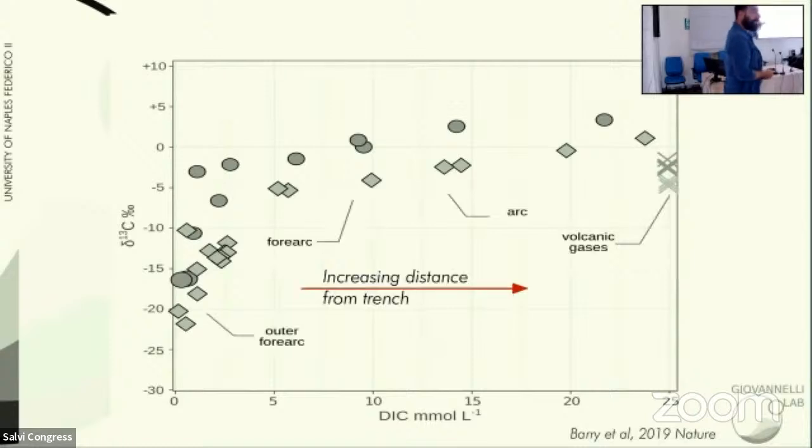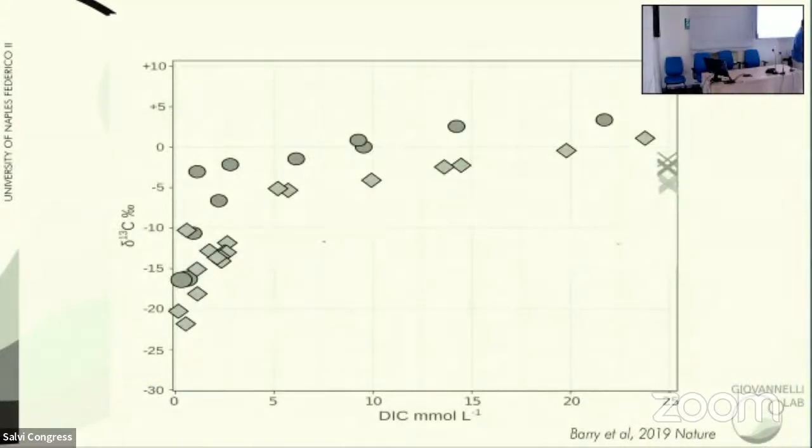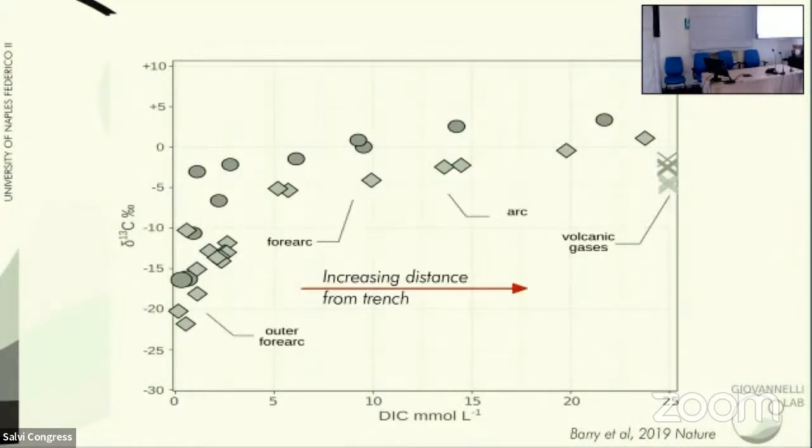Outer forearc, near the trench at sea, forearc, volcanoes going up. If you go back here, they move from here to there. So here, very little CO2, very light in isotope, then it gets heavier until you get to the volcanoes. So spatially distributed, right? Increasing distance from the onset of subduction, which for us was suggesting a process that moves, that is controlled by things going down, right? Because we follow a step gradient.